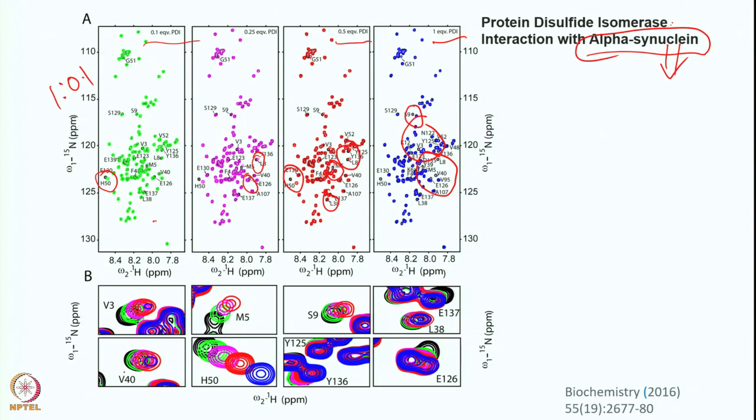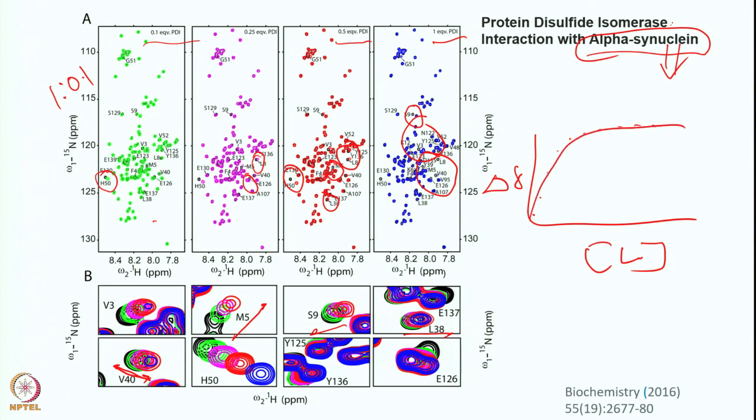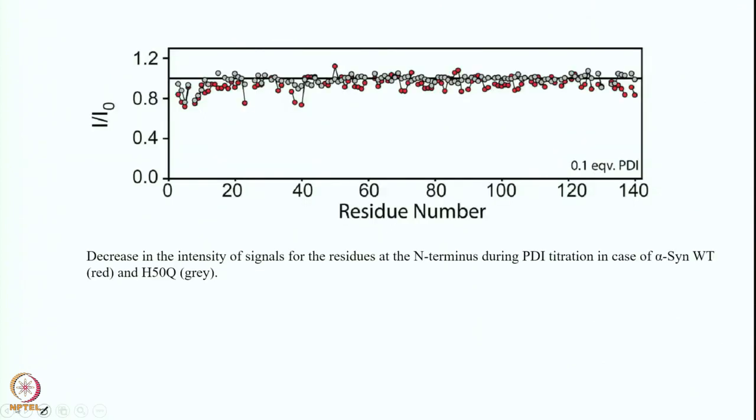In the zoomed picture, you can see the shift is happening here. M5 again you see, S9 you see, L38. Many such peaks are showing shifts. That is fantastic. Once you titrate, you know how the protein-ligand concentration is changing. Here you have the ligand concentration, and here the delta, the change in the chemical shift. If you know the chemical shift change, you can fit it and find out how they are binding. That is what one can do.